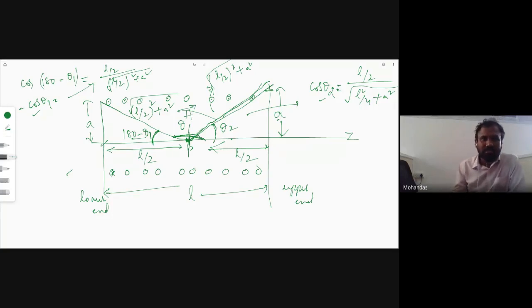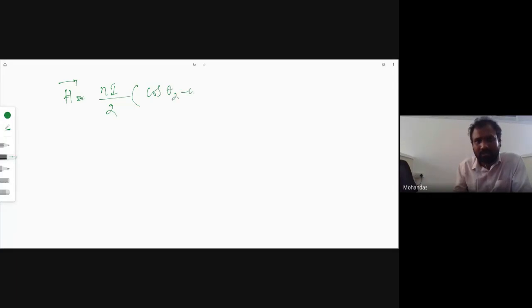Now let us substitute these cos theta 1 and cos theta 2 values in the derivation we derived earlier. What is the H here? H at any point on the axis of the loop, if the field point is anywhere, is N I divided by 2 times (cos theta 2 minus cos theta 1) in the direction of a_z.